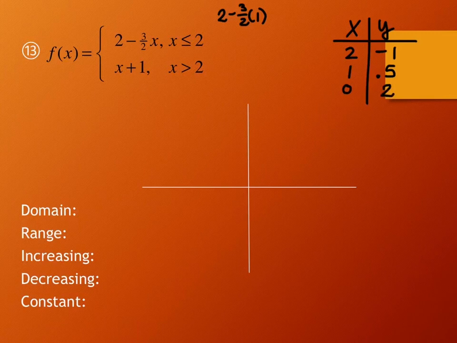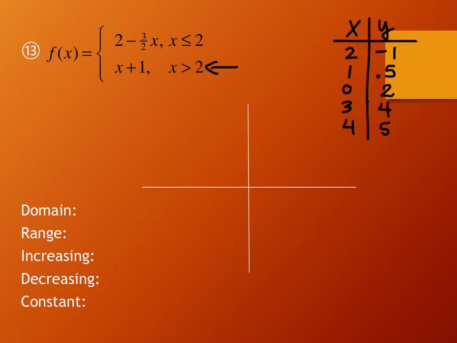Okay, the next thing I need to do, so that's like 3 points. If I've got 3 points, I can certainly graph a line, okay? On the second equation, though, I need to be plugging in numbers that are bigger than 2. Okay, so something bigger than 2. 3. And if I put 3 into the second equation, what will y be? 4. And then I need something maybe bigger than 3, which would be something like 4. And if I plugged in 4, I would get 5.